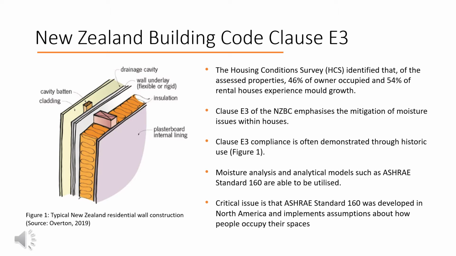Due to this, compliance is often achieved through implementing common wall constructions like the one shown in Figure 1 on the left here. Another method that can be used to show compliance is through the use of moisture analysis tools and standards such as ASHRAE Standard 160, which is the criteria for moisture control design analysis in buildings.